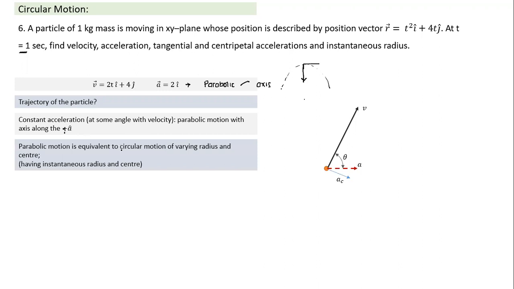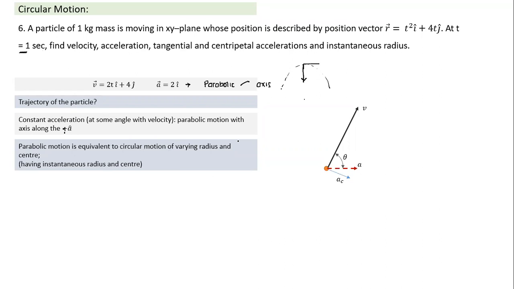Now, parabolic motion is equivalent to circular motion of varying radius and center. Even parabolic motion is a curvilinear motion. It will have an instantaneous radius of circular motion and a center. That's what we are trying to understand. So we need to find the tangential and centripetal acceleration at t = 1.